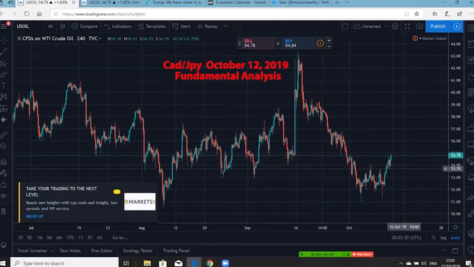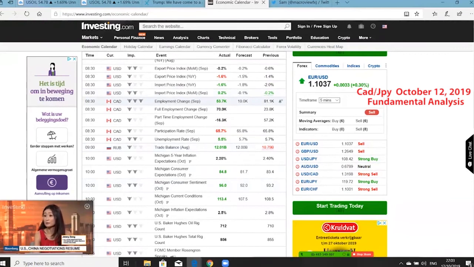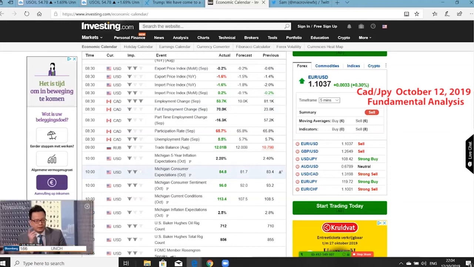And this will help the Canadian dollar to rise more. As you can see here, the employment change beat the expectation. Unemployment rate was better than the expectation as well. And the good thing was the full employment change surge. Anyway, this is a good fundamental reason to be bullish on the Canadian dollar and bearish on the yen due to risk on sentiment in the market.